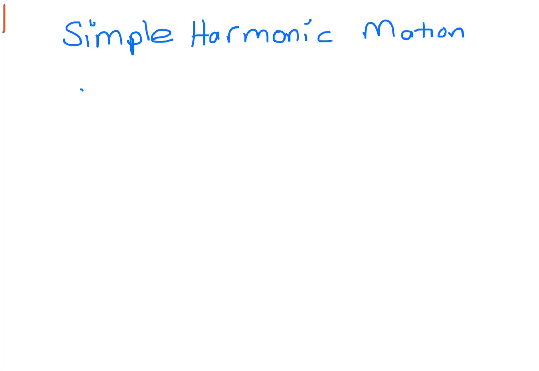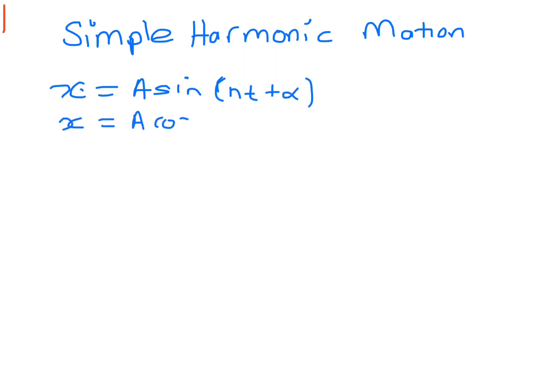Okay, so objects that move in simple harmonic motion will follow the basic sine graph or cos graph, or a combination of the two, so the sum of the two graphs. So if you had x equals a sine nt, and I probably should put plus alpha, because if there was a shift it would also work. And then there's x equals a cos nt plus alpha.